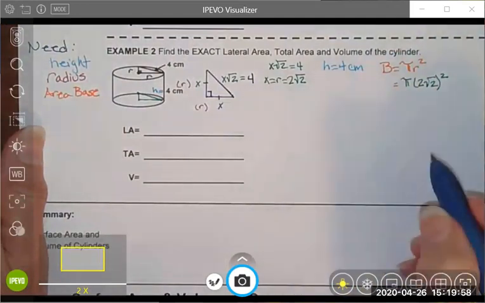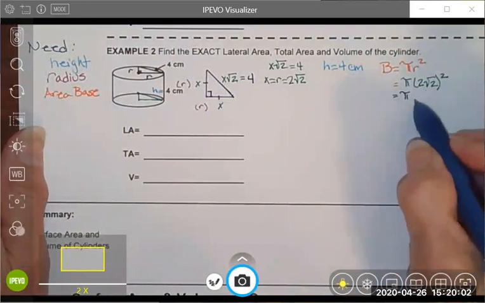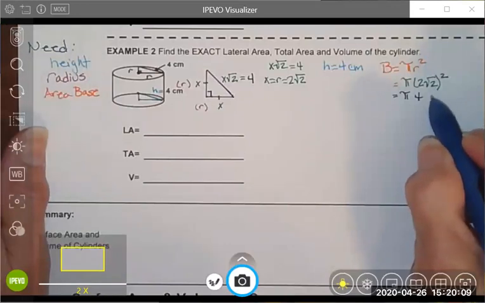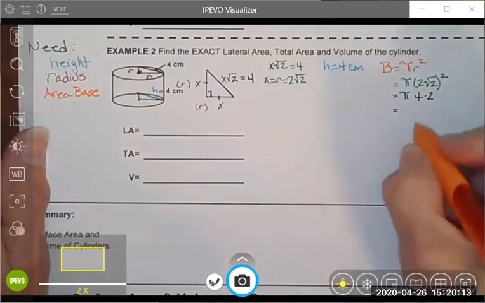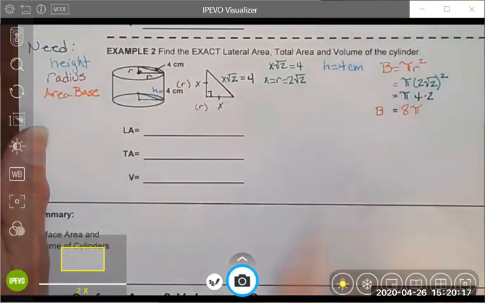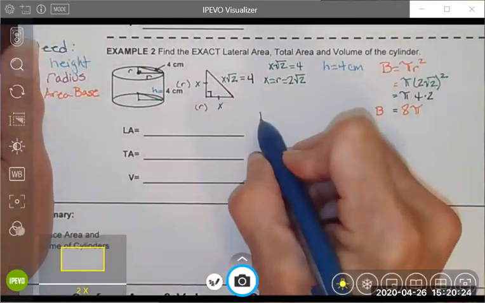And I want to make sure that I'm being careful here and remembering that when I square a whole number, obviously 2 times 2 is 4, but when I square the radical, that gives me the square root of 4, which is whole number 2. And then again, when I simplify this, I end up with a base of 8 pi. I have enough information now to calculate my lateral area, total area, and my volume.